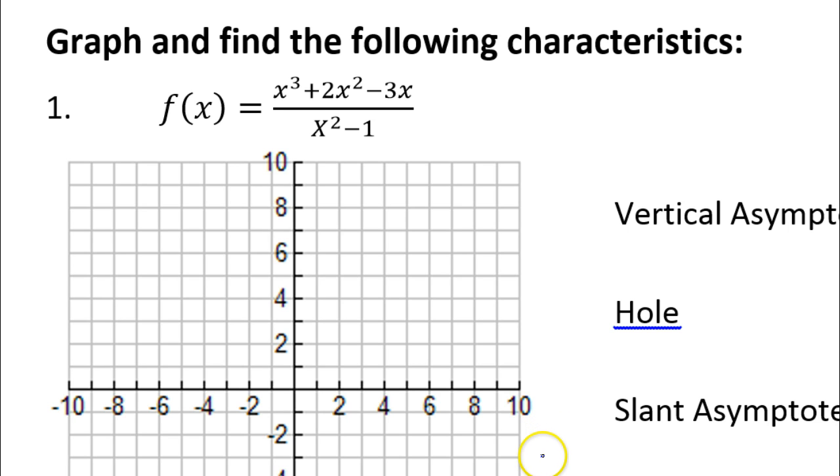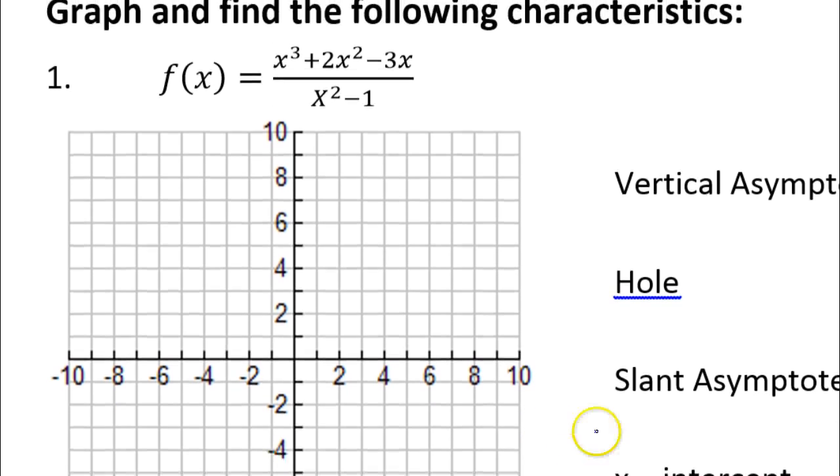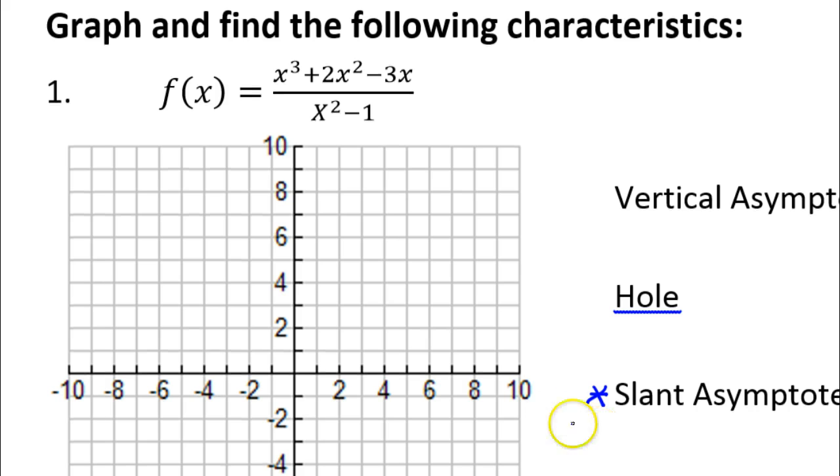Now, before I get too carried away, I'm actually going to skip down here to the slant asymptote. Now, a slant asymptote is a diagonal line that the function gets closer and closer to, but never touches. There will be a slant asymptote if the degree of the numerator is 1 more than the denominator. There's like one exception to that rule, but don't worry about that right now.